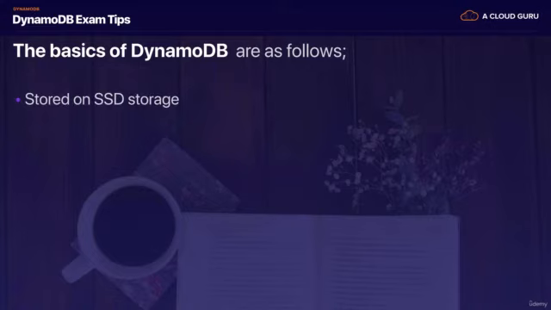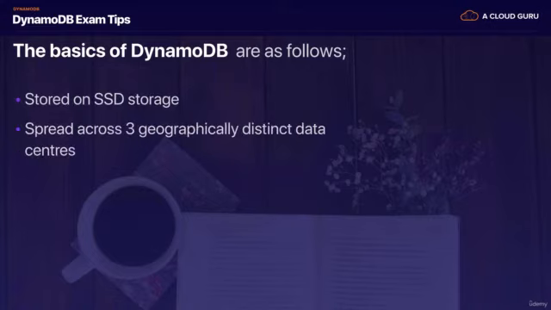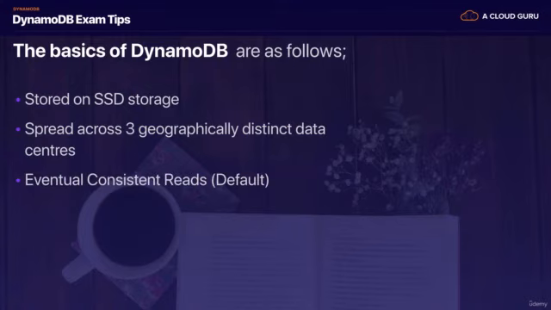So going into your exam, just remember it's stored on SSD storage. It's spread across 3 geographically distinct data centers. You probably want eventually consistent reads. You get this by default, so long as your application writes to the table and then won't read that data within the first second. If it is going to read that data within 1 second of it being written to the table, then you want strongly consistent reads.